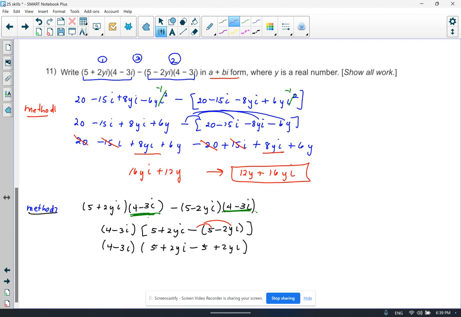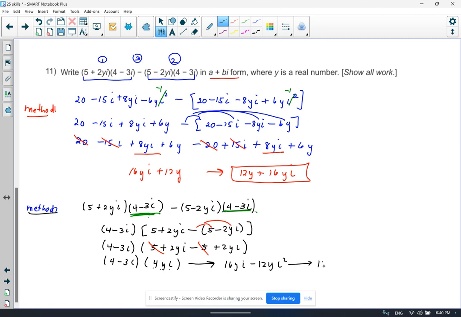The 5's cancel, and I'm left with 4 minus 3i times 2yi and 2yi, which is 4yi. I'm going to distribute the 4yi to both terms, and I'm left with 4yi times 4 is 16yi. Negative 3i times 4yi is negative 12yi squared.